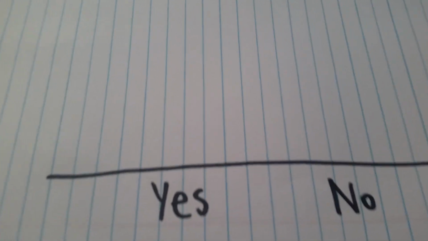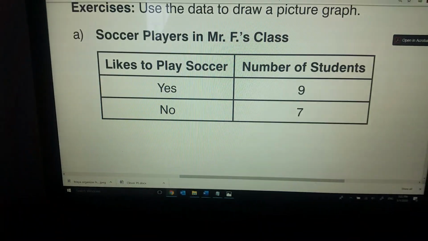So I'm going to come onto my notebook, and you're going to do this soon, and I'm going to do the exact same thing. I'm going to say yes, they like to play soccer, and no, they don't like to play soccer. That's going to be my labels on my axis. I'm going to draw my starting line, or my axis, and then I'm going to represent the yeses were 9, and the no's were 7. I have to represent that. I'll do a little soccer ball. 1, 2, 3, 4, 5, 6, 7, 8, 9. And then remember, I have to make sure that each soccer ball has a buddy.